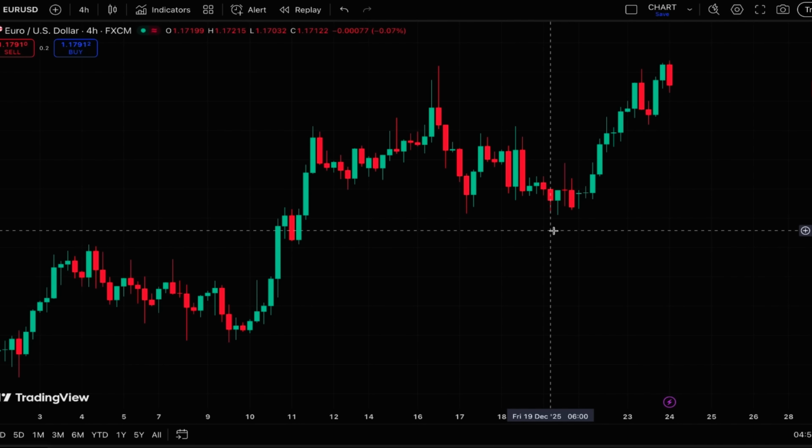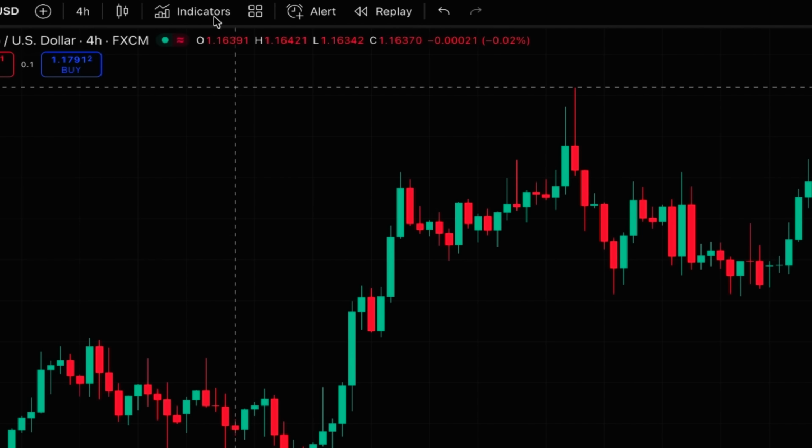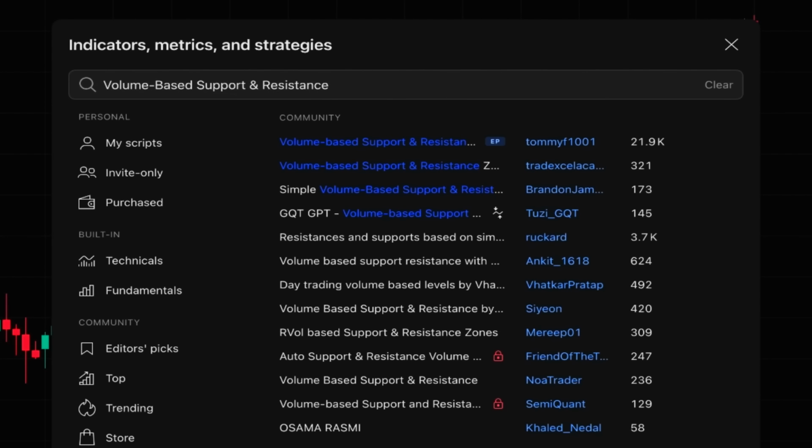Alright, now let's add the second support and resistance indicator. But before that, here we increase or decrease the scaling a little bit so the chart will not be contracted. Here we click on indicators and we search volume-based support and resistance. This one.